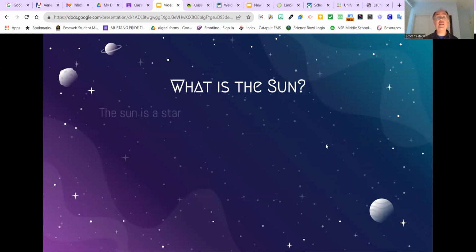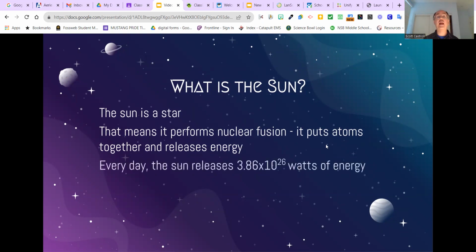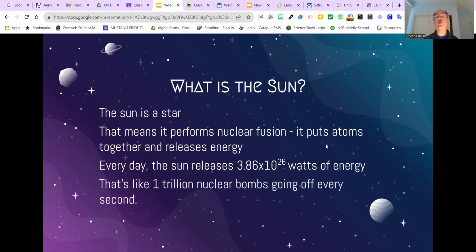So what is the Sun? It's a star. We call it a G-class star or a yellow dwarf. Stars perform nuclear fusion. In the case of the Sun, it takes 4 smaller hydrogen atoms and squeezes them together to make one bigger helium atom. When it does that, some of the leftover matter is converted into energy. How much energy? Every day, the Sun releases 3.86 times 10 to the 26th watts of energy. That's 26 zeros. To put it in perspective, it's like 1 trillion nuclear bombs going off every second.